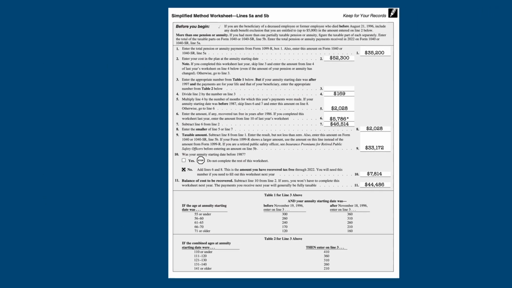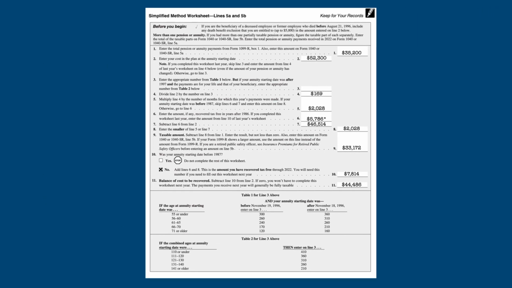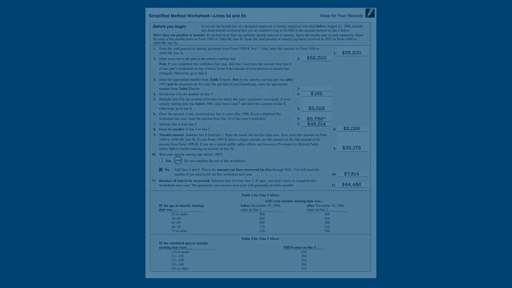Of course, there are many other factors that can go into determining the taxable amount of a pension, but this video describes the most common situations.